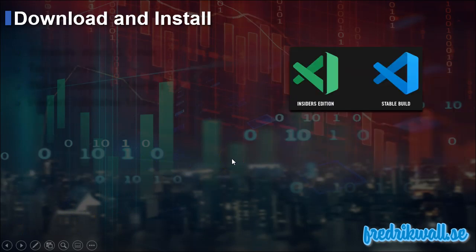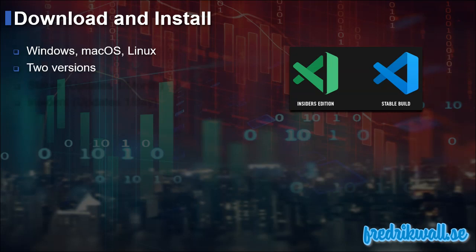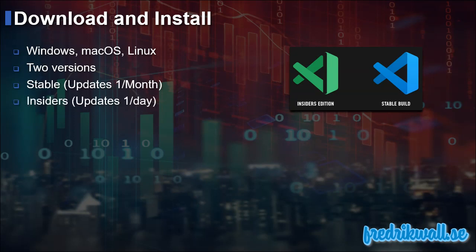Download and install. We have Visual Studio Code for Windows, Mac OS and Linux. There are two versions of it. The stable one and the insiders. And if you sit on a machine, you can see the difference from the icons. The insiders edition is green and the stable edition is blue.